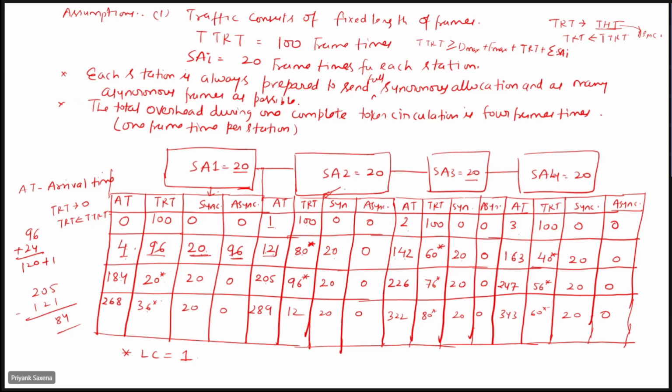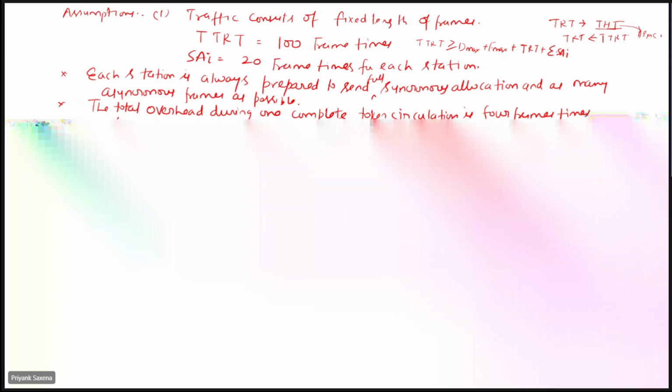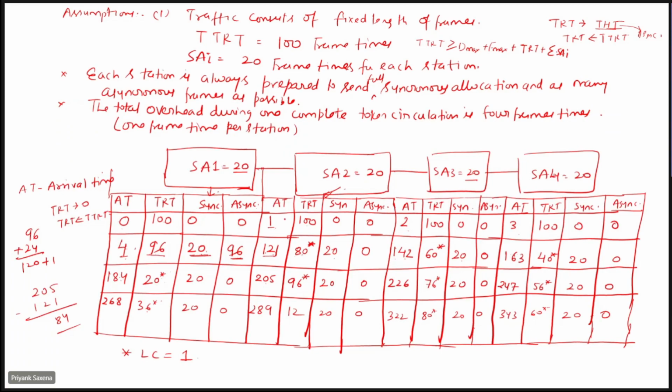This is the synchronous allocation. This is asynchronous frames. How many synchronous frames has this station sent? How many asynchronous frames has this station sent? Right? Similarly for station 2, station 3 and station 4.